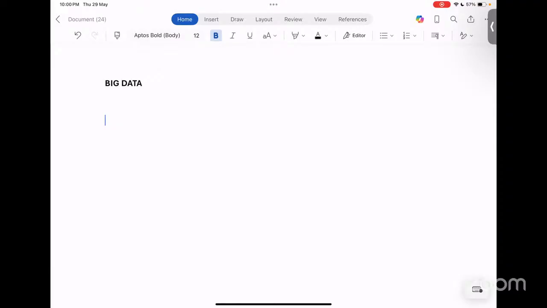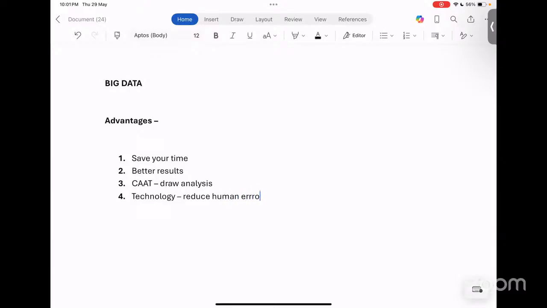So what are the advantages of big data? How can you use it in the process of audit? Number one, it is going to save your time. If you use big data, you structure it, and then you use it for your audit process, it will save your time. It will give you better results in the process of audit, because you will have more information. So you can use computer assisted audit techniques to structure this big data and draw analysis, right? Yes. Since it is based on technology, it will reduce human errors. So these are the advantages of big data.